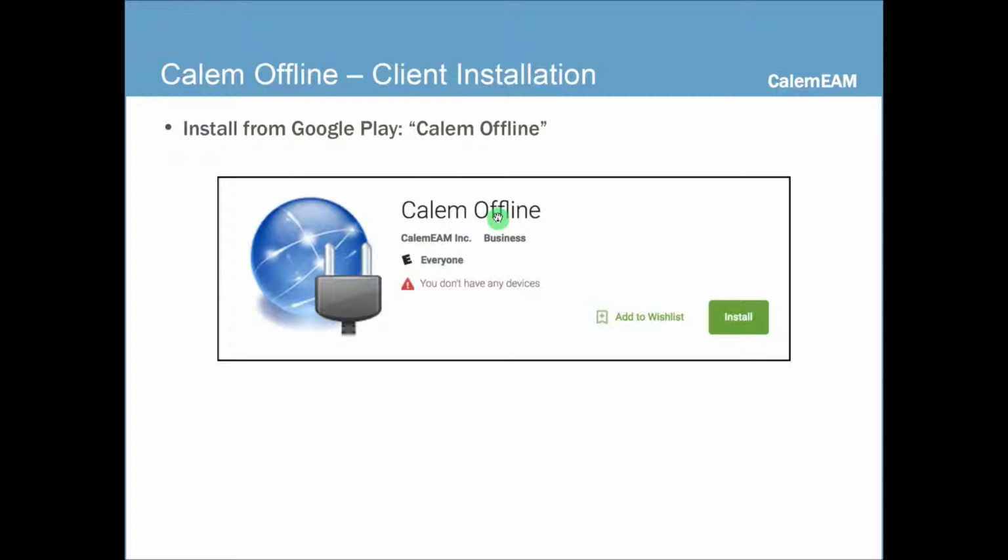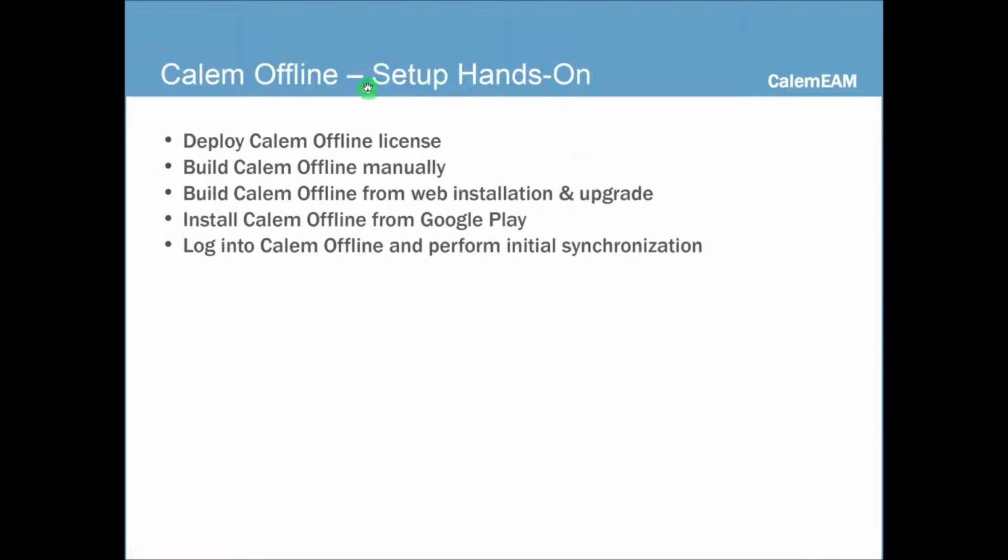So for Calem Offline, you can install from Google Play. The app name is Calem Offline. So for the hands-on part for the setup, we like for you to deploy Calem Offline license, build Calem Offline manually, build Calem Offline from Calem Enterprise web installation, and upgrade. Install Calem Offline from Google Play, and log into Calem Offline and perform initial synchronization.